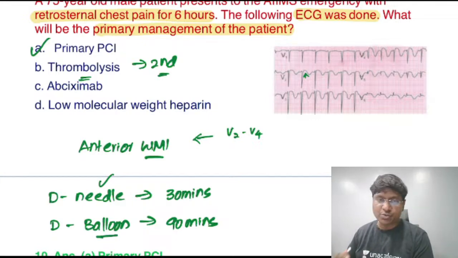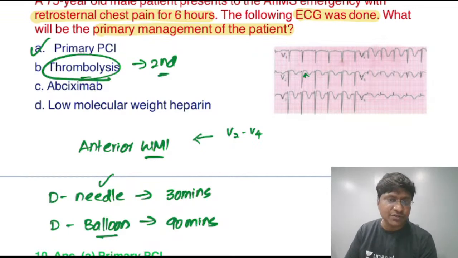And door to balloon time is what? Within 90 minutes of the patient entering the hospital, once you have decided to do PCI, you need to do the percutaneous coronary intervention within 90 minutes. Okay, right. So only when PCI is not available, then we plan for thrombolysis.